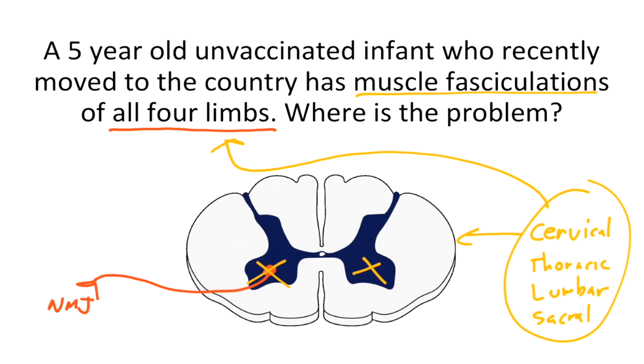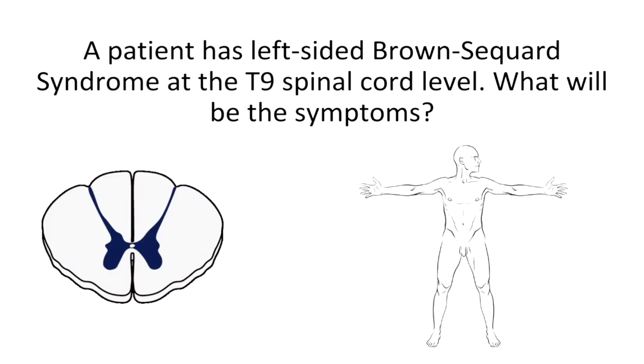So whenever you see symptoms of lower motor neuron lesions, you should think of the anterior horn and below, as shown here. Now let's do a question to tie it all together. Let's say a patient has left-sided Brown-Séquard syndrome. This is at the T9 spinal cord level. What will be the symptoms?